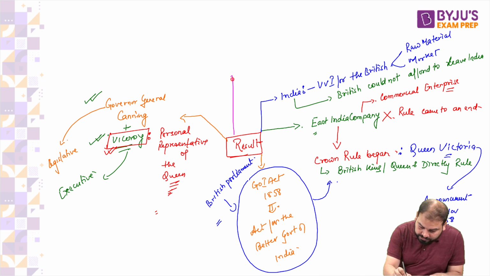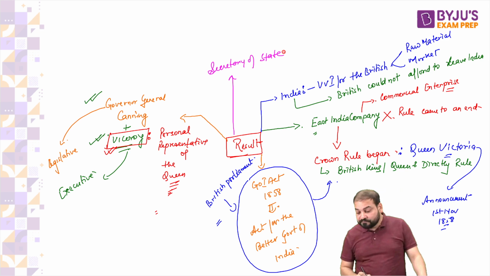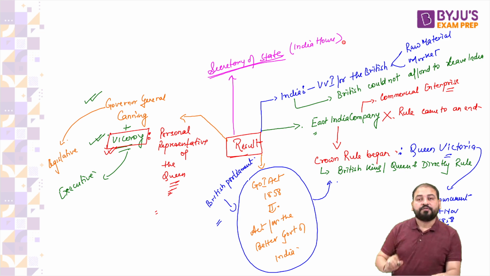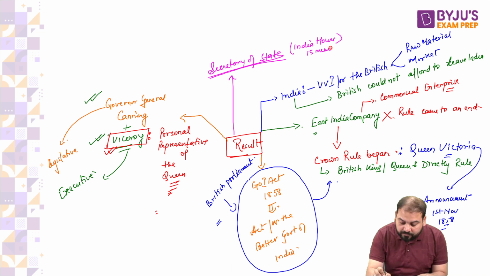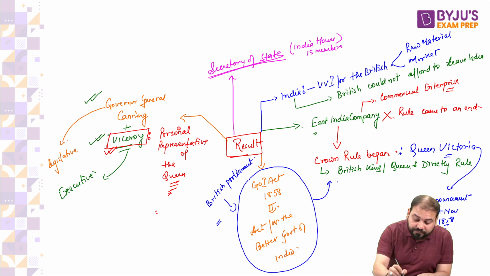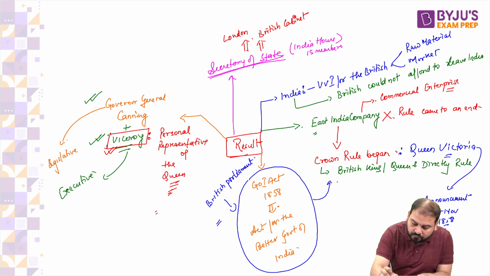Yes, absolutely correct. A new position of Secretary of State was created. This man was to be helped by certain members, around 15 members, called India House. And these 15 members would live in London. He was a member of the British cabinet, and he was now basically to administer India.